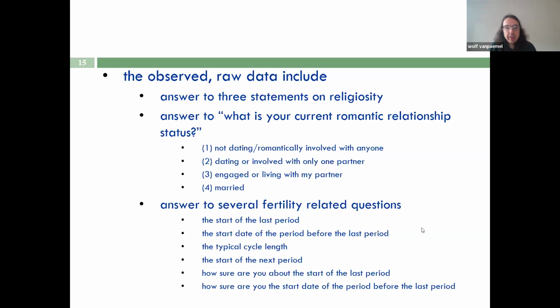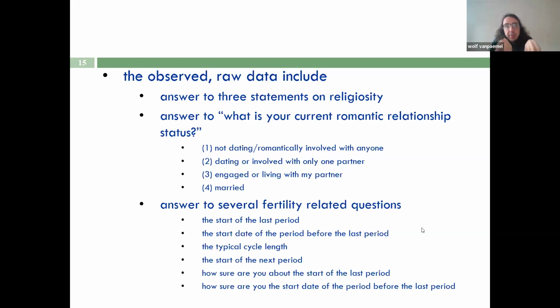The start date of the last period, the start date of the period before the last period, the typical cycle length, the start date of the next period, and then how sure the women are about the start date of the last period and of the period before the last period. So what eventually ended up in a very simple variable, high fertility, low fertility, was actually based on these raw data.